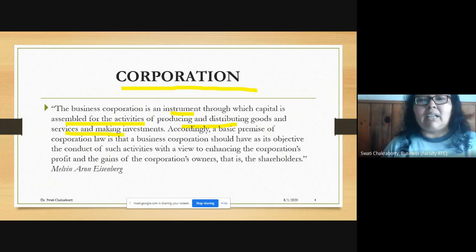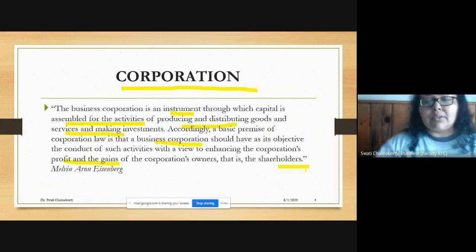Any business corporation that is being formed, the main objective is to ensure that production of goods and services takes place, so that profits come to the owners of the corporation, that is the shareholders. They are the owners. They are the ones who are investing, right?